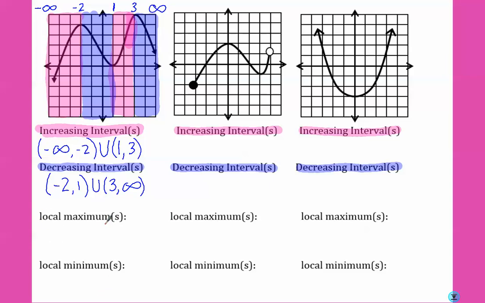Local maximums are anywhere it changes from increasing to decreasing. It's also going to be these, so it's going to be these peak points up here. And you can have more than one local maximum. So the first one is at -2, 1, 2, 3, 4. And we don't use the U and symbol with the local maximums and minimums. We just put commas in between. And then 1, 2, 3, 1, 2, 3, 4, 5.